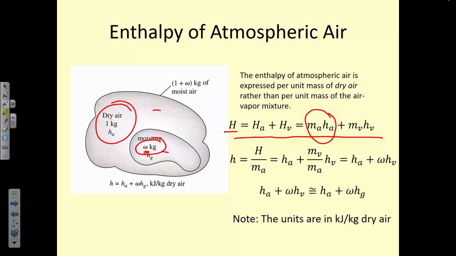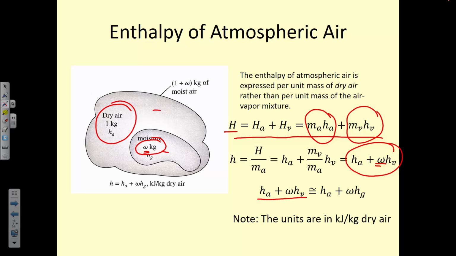So when we want to calculate our total enthalpy, which is an H, we can do the mass of the air times the enthalpy of the air plus the mass of the vapor times the enthalpy of the vapor. Or if we divide through by the mass of the air, it can be rewritten as the enthalpy of the air plus this specific humidity multiplied times the enthalpy of the vapor.